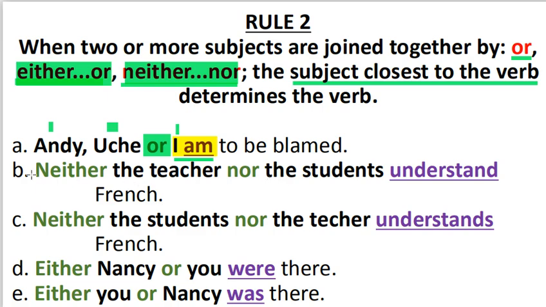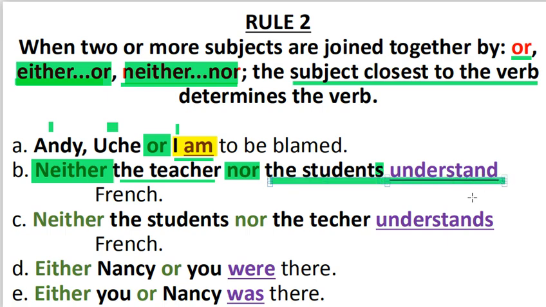Example B. Neither the teacher nor the students understand French. Now let's look at the subjects. The teacher is singular. The students is plural. The verb will agree with the one that is closer to it. The verb is understand. Because in example B the students, which is plural, is closer to the verb, the verb agrees with the plural. That is why we have neither the teacher nor the students understand French.